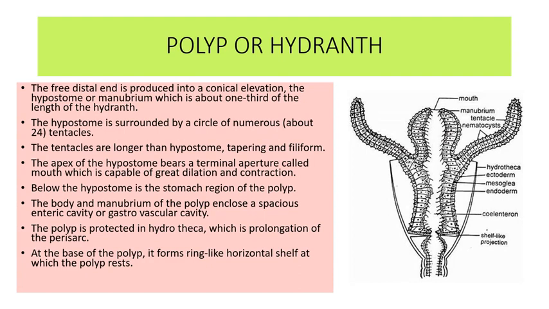The free distal end is produced into a conical elevation, the hypostome or manubrium, which is about one third of the length of the hydranth or polyp. The hypostome is surrounded by a circle of numerous tentacles, about 24 of them. The tentacles are longer than the hypostome, tapering and filiform. The apex of the hypostome has the terminal aperture called the mouth, which is capable of great dilation and contraction. Below the hypostome is the stomach region of the polyp. The body and the manubrium of the polyp enclose a spacious enteric cavity called the gastrovascular cavity.